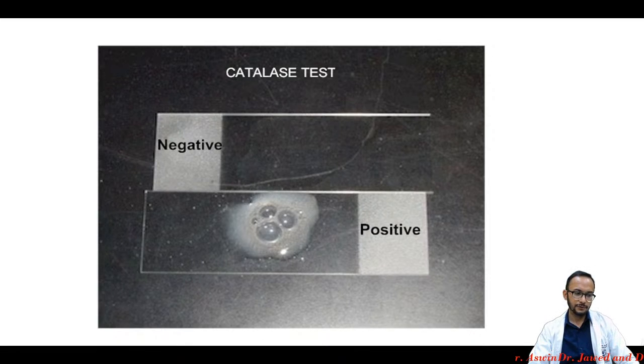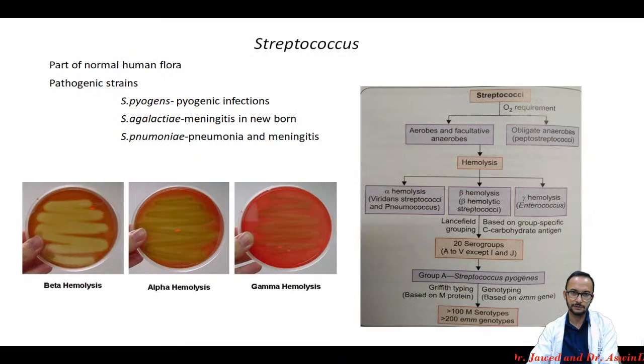So how do we do the catalase test? We take a colony and put it on a glass slide, and then a drop of hydrogen peroxide. Basically we use 3% hydrogen peroxide. We put the drop of hydrogen peroxide and cover it with a cover slip. Then we will see bubbling like this. That means the organism is producing catalase and it is catalase positive.